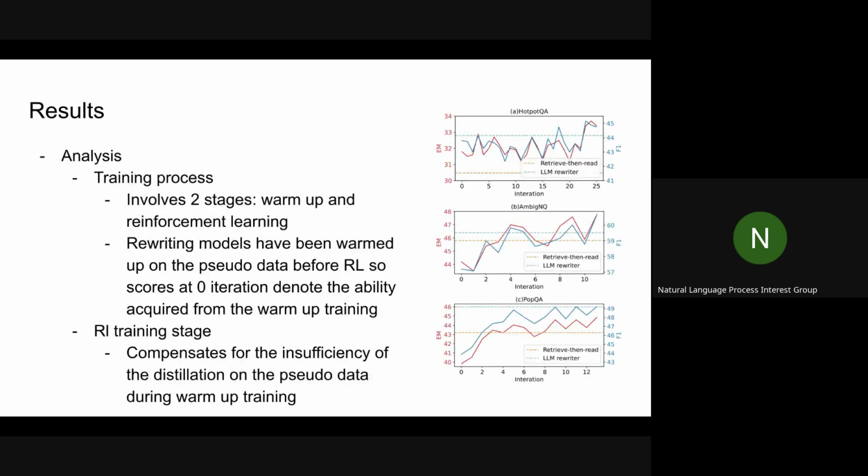Yes, and then these are the results. As I said, the training process is two stages, warm-up and reinforcement learning. The rewriting models have been warmed up on the pseudo label data before RL. So scores at 0 iteration note the ability acquired from the warm-up training. And then the RL stage compensates for the insufficiency of the distillation on the pseudo data during warm-up training. And this is the performance for both of them, retrieve-then-read and the LLM rewriter. You can see the performance across different iterations.